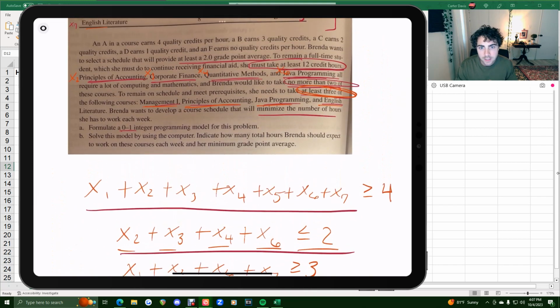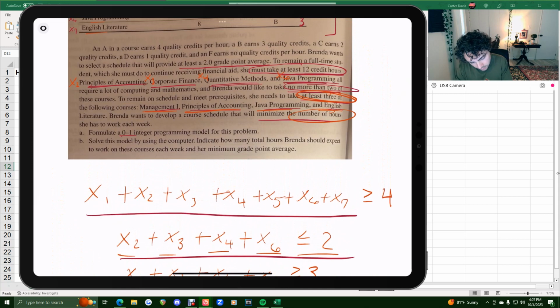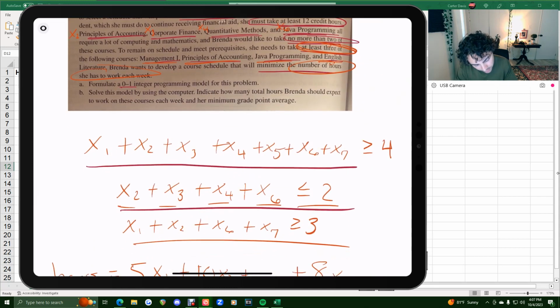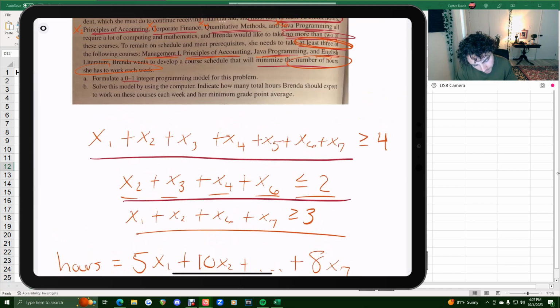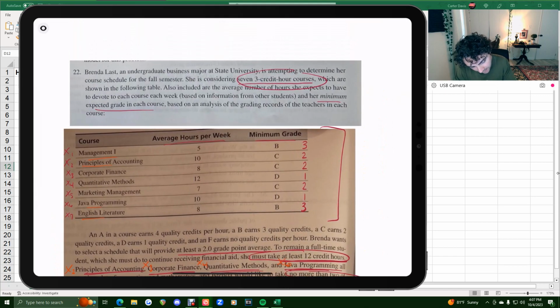The number of hours she has to work each week is what we're trying to minimize. This is our objective function. So let's look at this. Average hours per week for the first class would be 5. So if she ends up taking class 1, or X1, she's going to have to work 5 hours. So 5 hours times X1. If she's taking X1, X1 is going to be equal to 1.